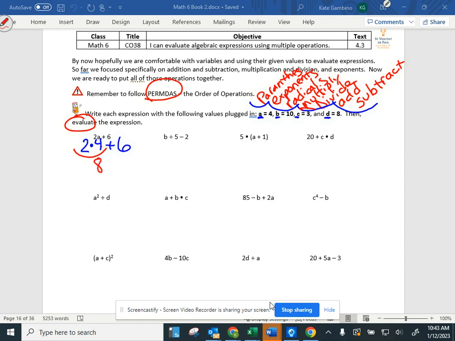There's no more multiplying or dividing, so I'm going to bring down the rest of my expression. I only have one operation left, 8 plus 6. What is 8 plus 6? 14. 14, so that is my answer. And I'm going to circle my final answer so it's easy to see where the answer is.